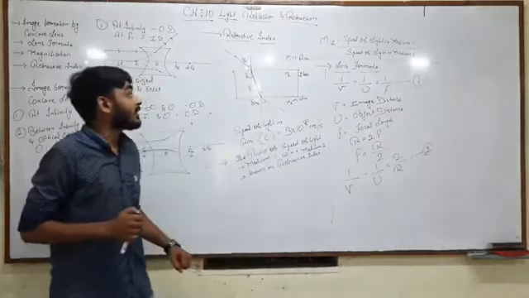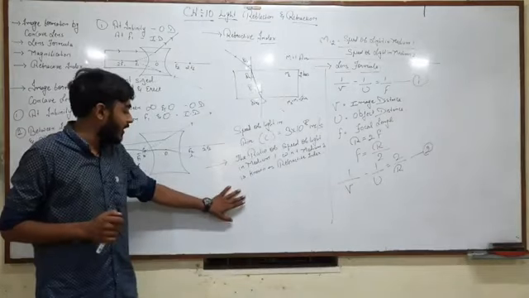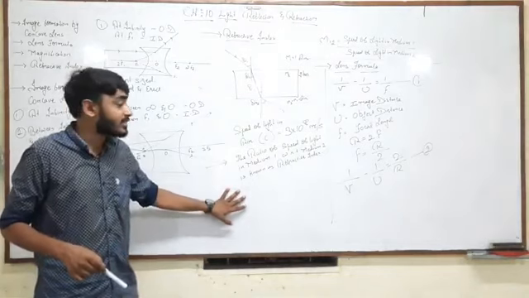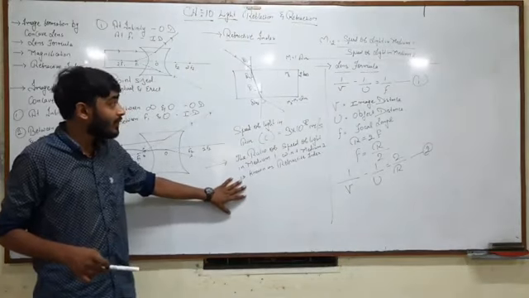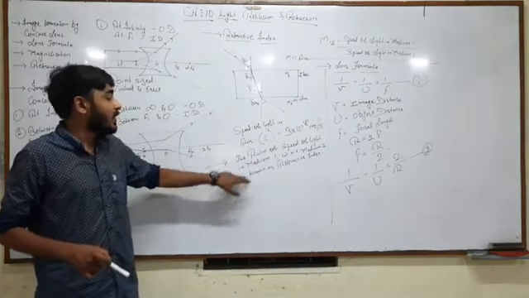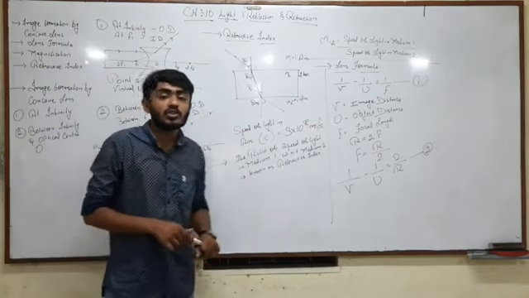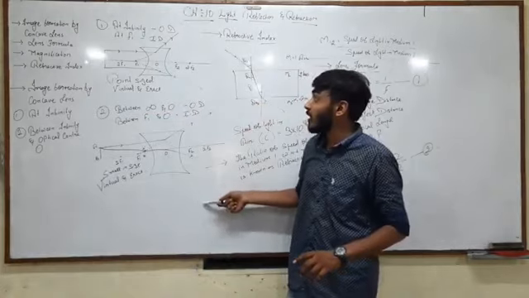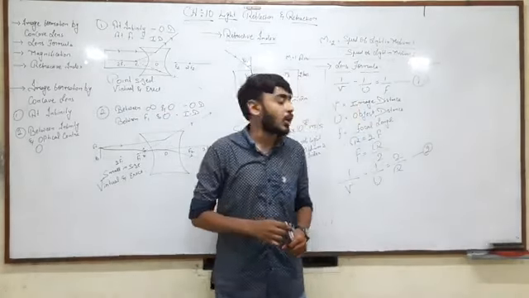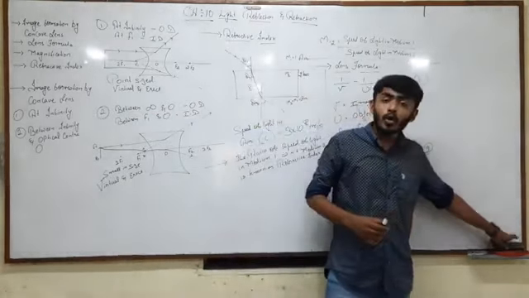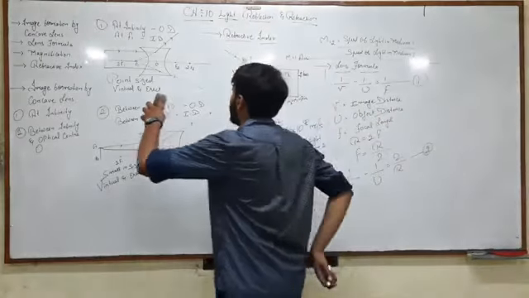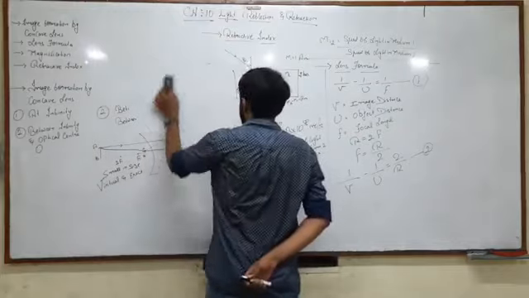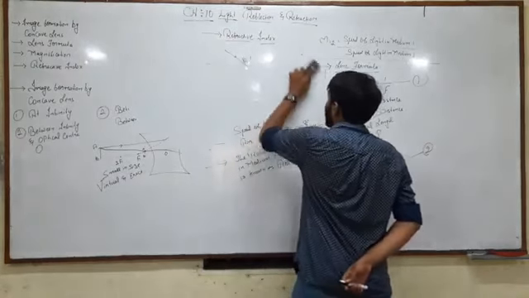The next thing was the refractive index, that is the speed of light in medium 1 upon the speed of light in medium 2. The speed of light in air is 3 into 10 raised to 8 meters per second. And then the two things we did just now are the image formation by the concave lens. One more topic we are going to study today is the magnification of lens.